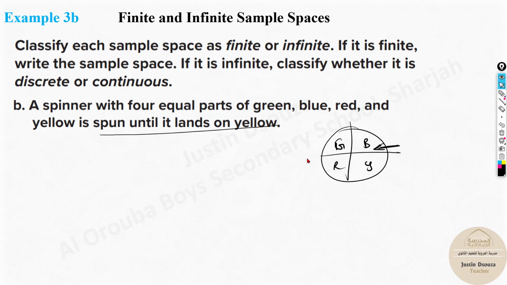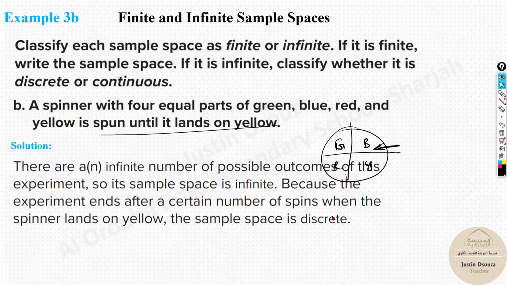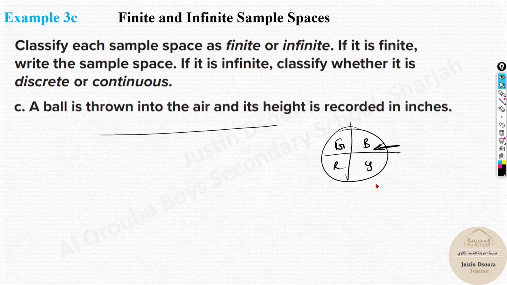When will it fall? The possibility of the spinner landing on yellow cannot be modeled. We can't say which turn it'll fall. It can be first, second, third. It can take infinite times. Yes, definitely it's going to fall because these are the only possibilities. It will definitely fall over here, but we cannot be sure when it'll fall. So it's discrete, but it's infinite. So this will be the second part. Its sample space is infinite because we cannot assure when it'll fall. But after a certain number of spins, yes, it will definitely land, so it's discrete.